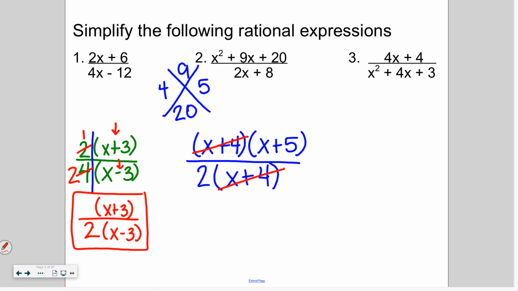So what am I left with? Can I cancel the x plus 5 and the 2? No, because they are not the same. So my answer is x plus 5 over 2.